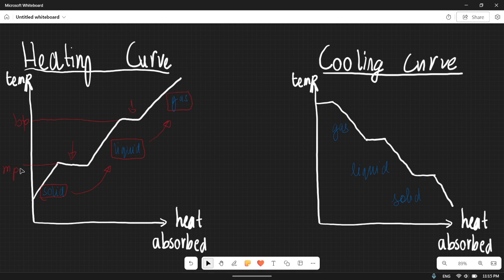Now know that this melting point and boiling point are only a straight line, because at these points energy is being absorbed in order to break the bonds. That's why the temperature does not change.